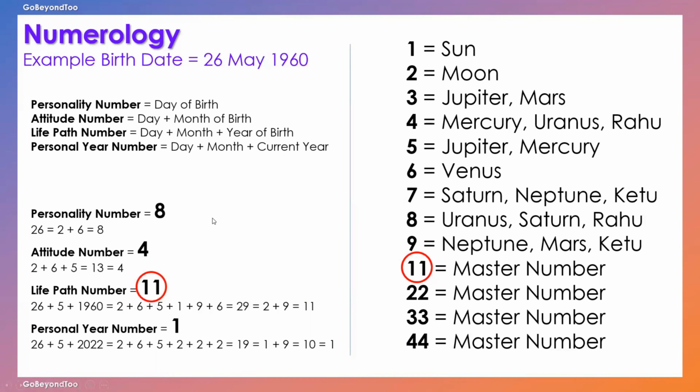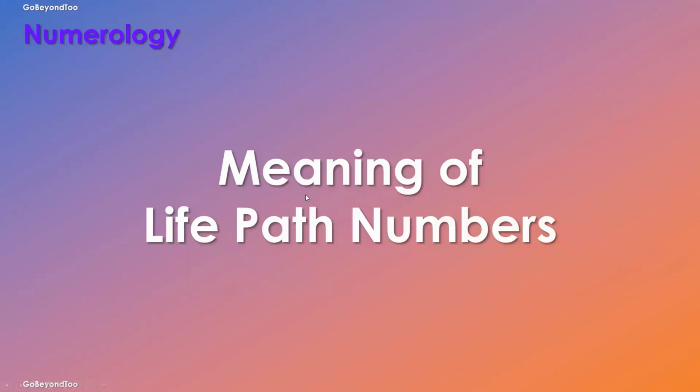The third example is for a person who was born on the 26th of May, 1960. This person has a personality number of 8. 2 plus 6 is 8. And this person has an attitude number of 4, which is 2 plus 6 plus 5 equals 13. 1 plus 3 is 4. A life path number of 11. That's the master number. And a personal year number of 1, which is ruled by the sun. So this person is going through a new beginning right now.